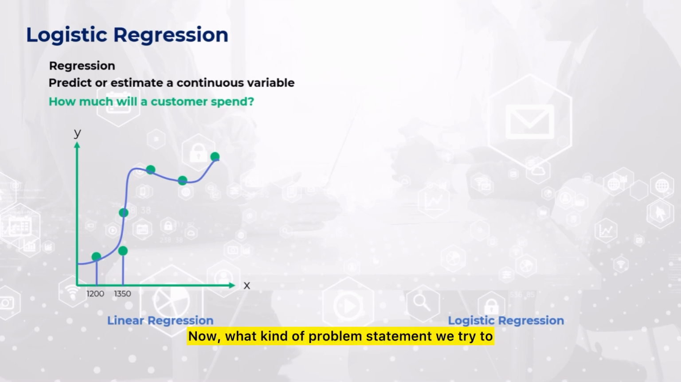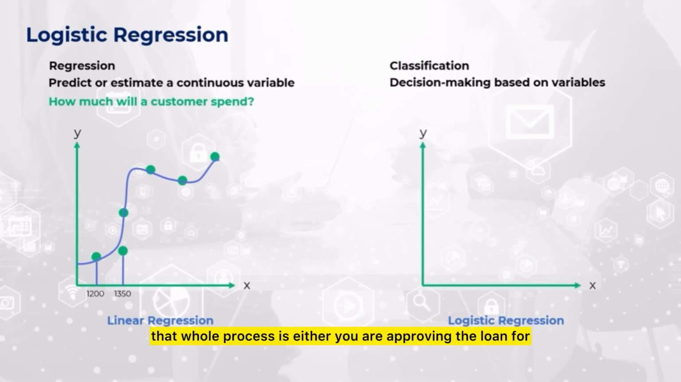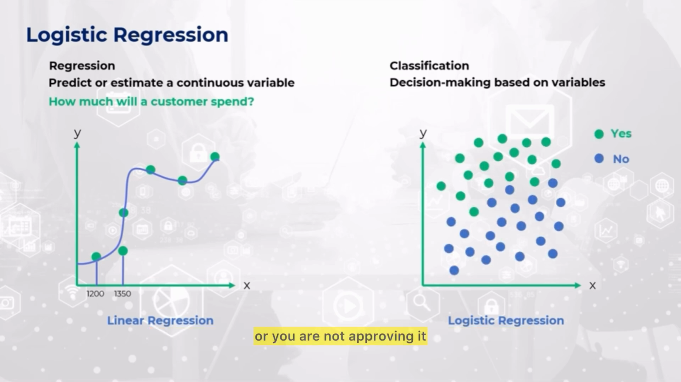What kind of problem statement do we try to resolve using logistic regression? The problem statement here is about whether you should go for something or not. It means a decision-making problem statement. For example, in a loan approval process, the output is either you approve the loan for that specific customer or you do not. This can be resolved by logistic regression.